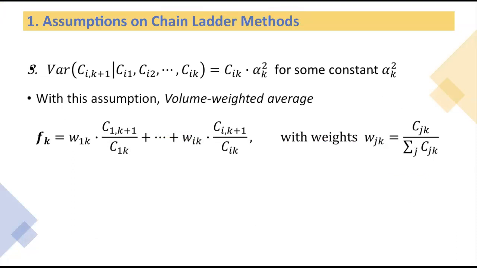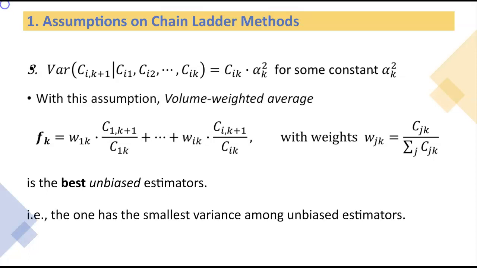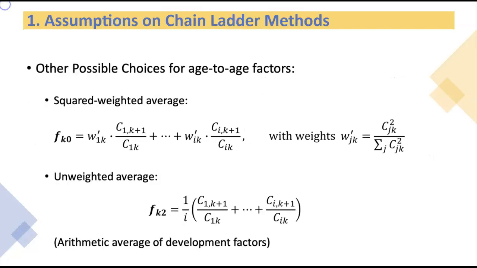Lastly, the third implicit assumption is not explicitly stated in chain ladder, but with this assumption, the volume-weighted average becomes the best unbiased estimator. That means that the volume-weighted average estimator has the smallest variance among all unbiased estimators. We may use other estimators such as the square-weighted average or the unweighted average, usually arithmetic, of the development factors as well.